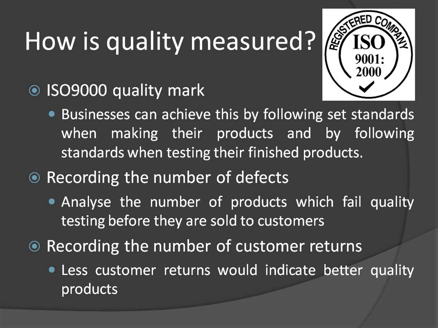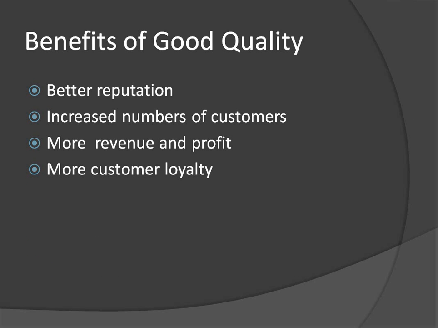So how do businesses measure their quality, and how can they communicate to their customers that they are a quality outfit? Well, businesses can try and achieve the ISO 9000 quality mark. They follow a set standard of instructions when making their products and testing their finished products. They record the number of defects, they record the number of customer returns, and if they measure up to ISO 9000 standards and are checked and certified by ISO, the International Standards Organisation, then they can use this quality mark when they're advertising their products to their customers. That means that customers can buy from them and trust that the quality of the products is good.